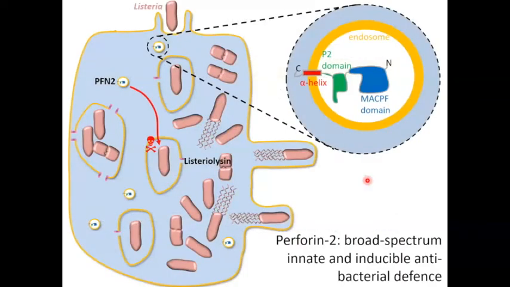So now we have a way of seeing how perforin 2, which is a broad-spectrum innate and inducible antibacterial defense that we have in our cells, is able to target bacteria like Listeria by getting into these endosomes, attacking the bacterial membrane surface, and then killing the bacterium.